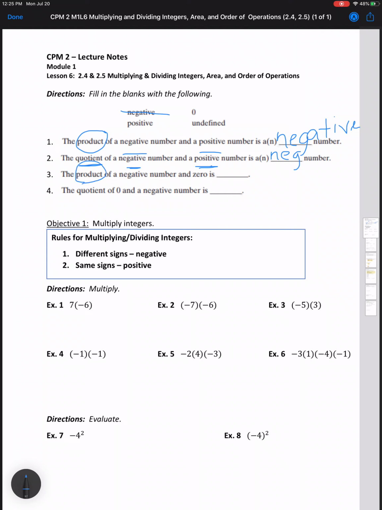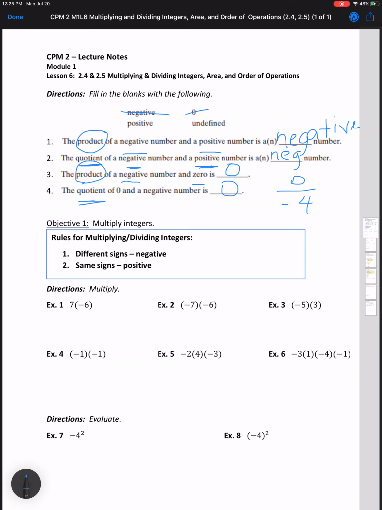Number 3, the product, so we're back to multiplying. When we're multiplying a negative number and 0, keep in mind when you're multiplying 0 by anything, your answer will always be 0. Number 4, the quotient of 0 and a negative number, so 0 divided by any negative number, that will always be 0.